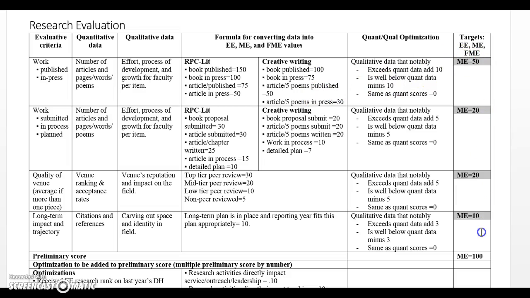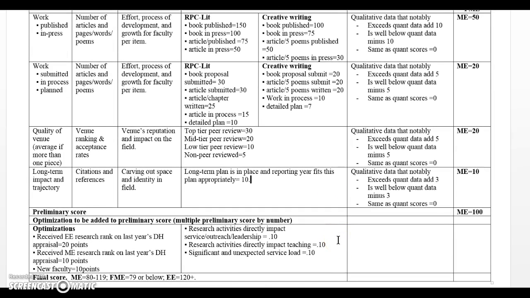Here, I'm not quite sure I'm comfortable with this. I'm not sure I like this. This might be better as an optimization rather than as a category. Anyway, this is how I'm going to evaluate your research, and just as in the other two, this is the range. If you get above 120, 120 and above, it exceeds expectations, and then you'll see the rest of them here.